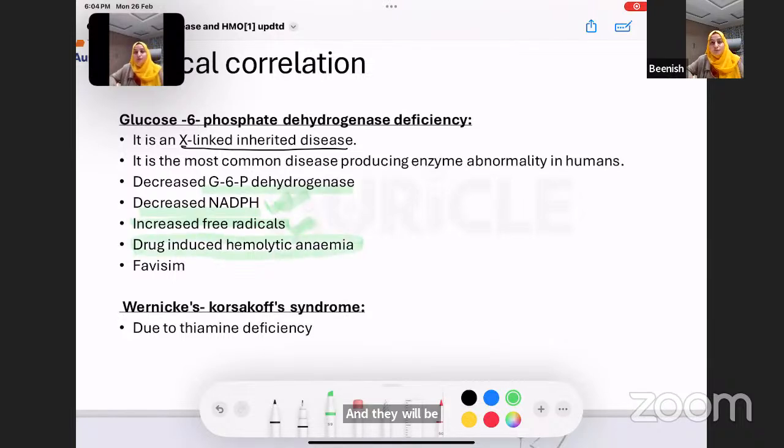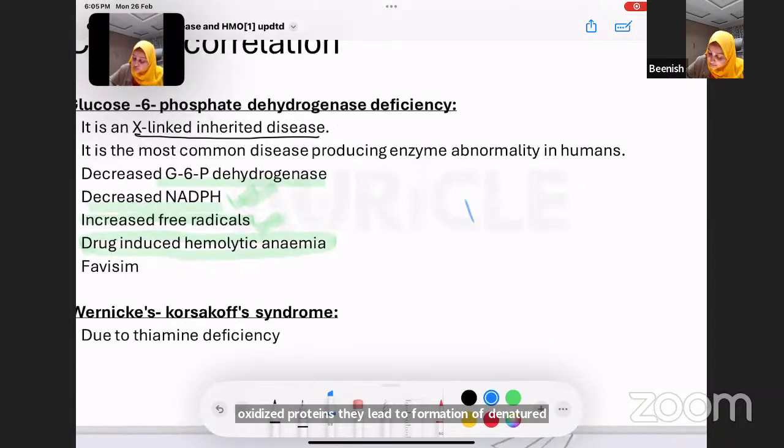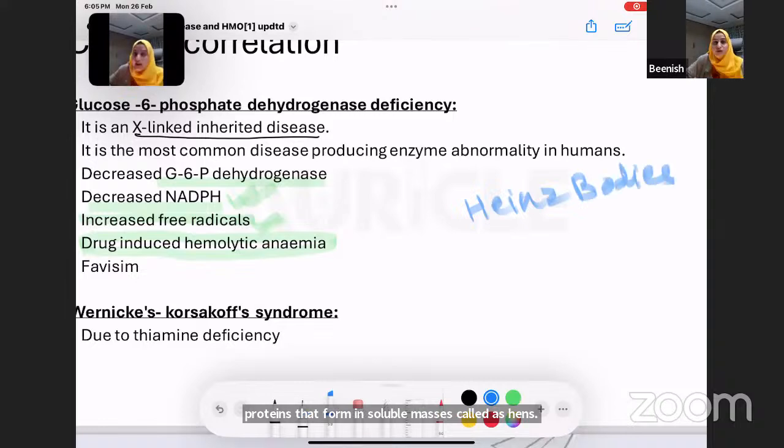Now NADPH is required for free radical scavenging, as we have seen that your NADPH was maintaining glutathione in its reduced form. Your NADPH also helps to maintain other proteins in their reduced form. In the absence of this scavenging, your proteins, membrane proteins, will be oxidized. And these oxidized proteins lead to the formation of denatured proteins that form insoluble masses called Heinz bodies. And these Heinz bodies are attached to the RBC membrane.